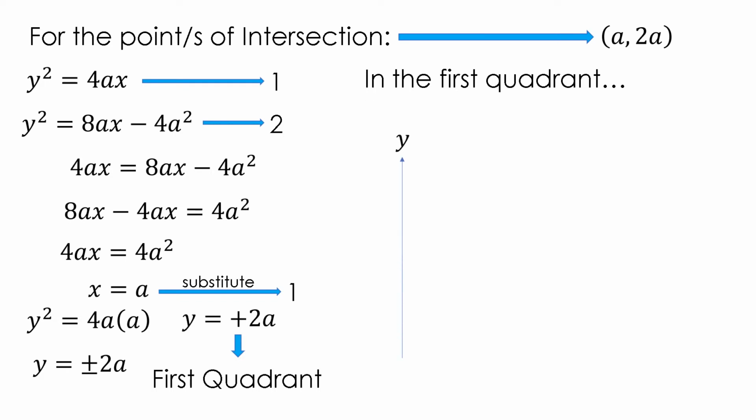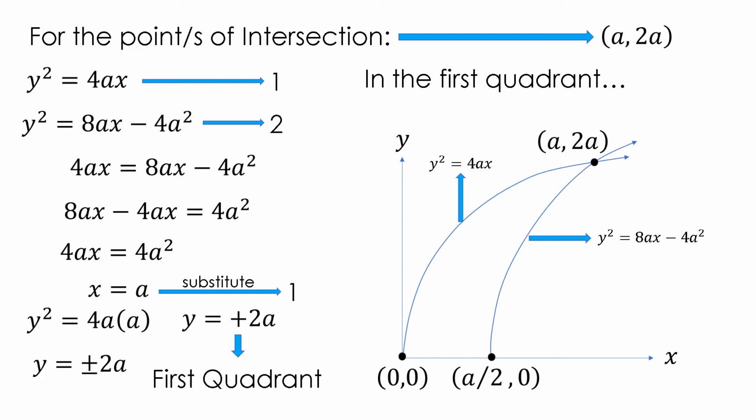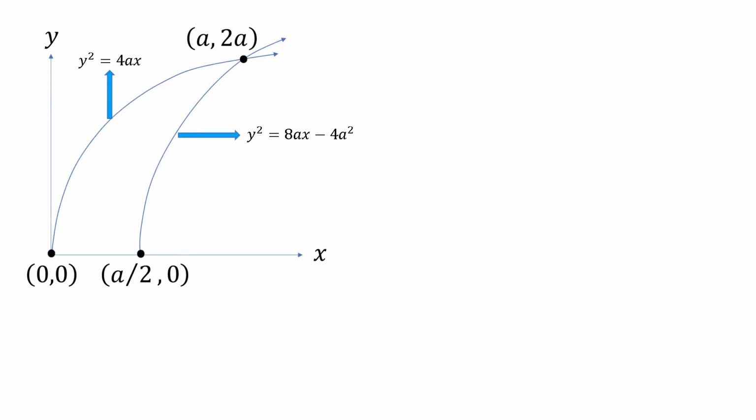In the first quadrant, let us consider the x and the y axis. The vertex of the parabola y squared equals 4ax is at the origin, and the vertex of the second parabola is at (a/2, 0). The point of intersection is at (a, 2a). We can use the horizontal element whose width is the differential of y, or dy. xr is the x on the right side of the horizontal element. xl is the x on the left side of the horizontal element.